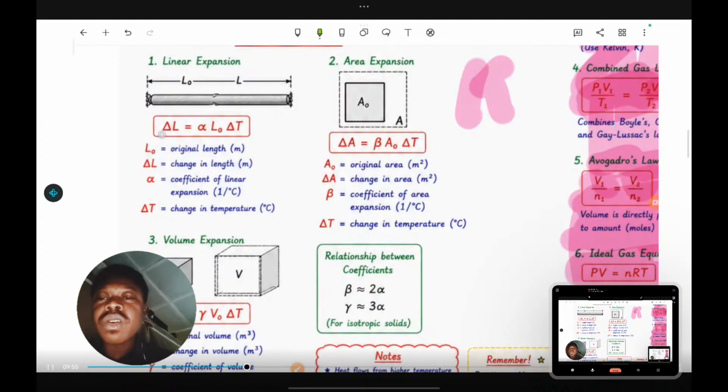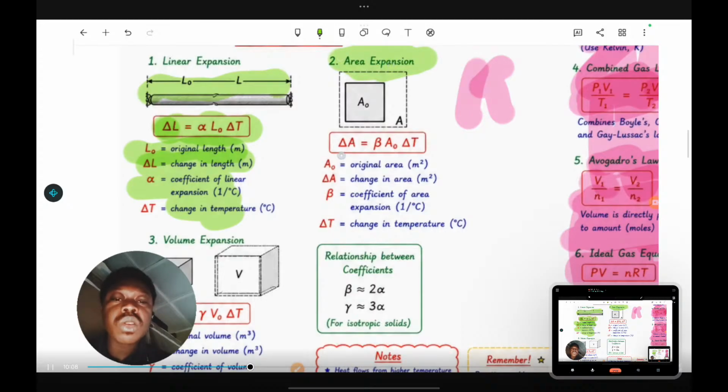All right, so for linear expansivity, we have delta L equals alpha L naught delta theta, and these are the interpretations of this. Then for area expansivity, we have this. What is the difference between this? Just your area, that is all. Then beta is being introduced here. Here alpha is introduced, beta is introduced.